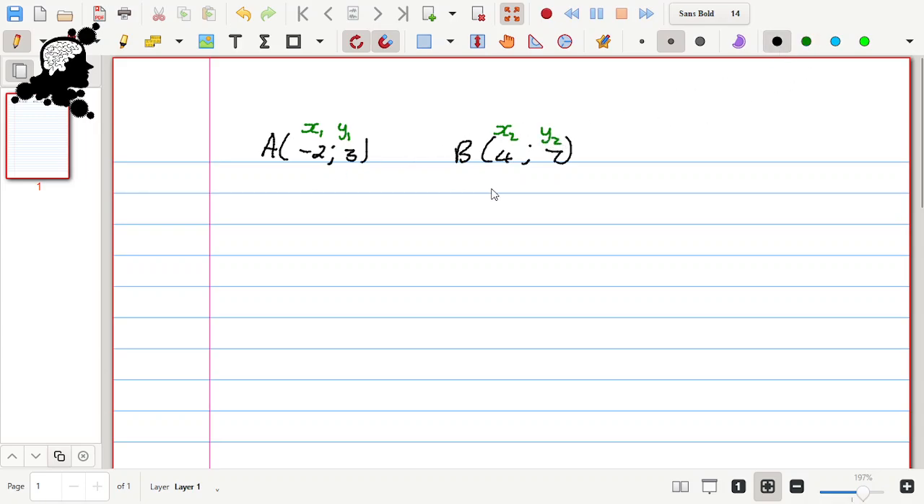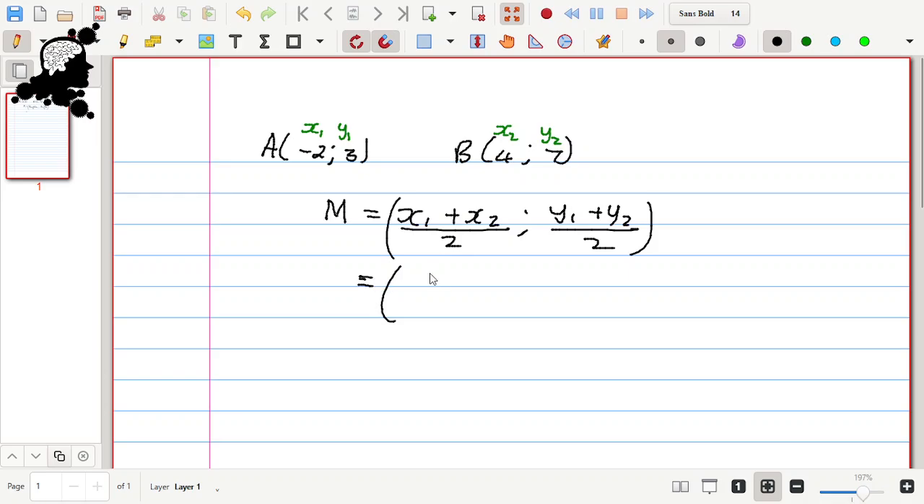So, to get the midpoint, I'm going to use capital M to represent the midpoint. I am going to say, according to my formula, this is x1 plus x2 divided by 2. Then, this is y1 plus y2 divided by 2. So now that we have this, let's actually substitute our values. So for x1, we've got -2 plus x2, that's 4, divided by 2. Then for y1, we've got 3 plus y2, which is 7, divided by 2.